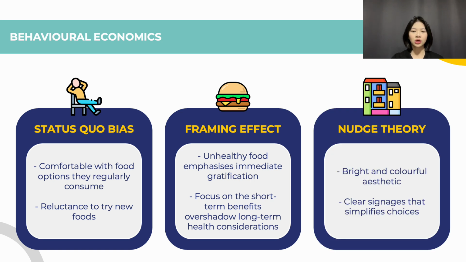Finally, the nudge theory illustrates how fast food restaurants attract consumers to unhealthy choices through their vibrant color scheme. Think of McDonald's iconic red and yellow, which evokes feelings of excitement and urgency. These visually appealing environments not only simplify decision-making, but also create a welcoming atmosphere, influencing customers to choose their products over other healthier alternatives elsewhere.